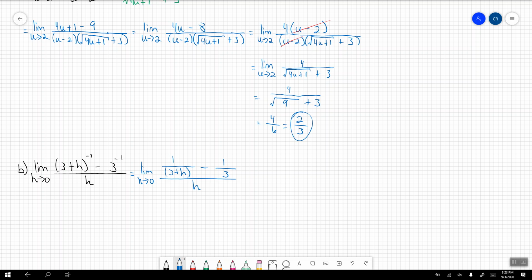Now that we have this complex fraction, I'm going to multiply the numerator of this complex fraction and the denominator of this complex fraction by the LCD, which in this case will be 3 times 3 plus h. As such. And so this is complex fraction simplification.